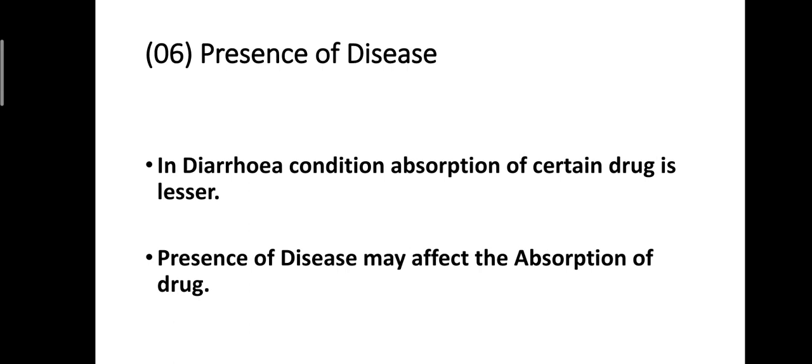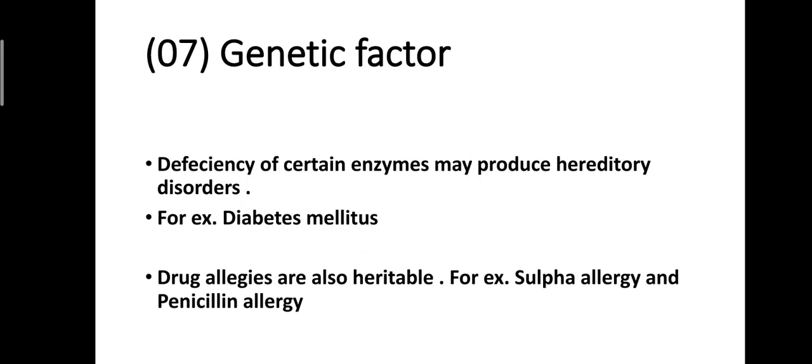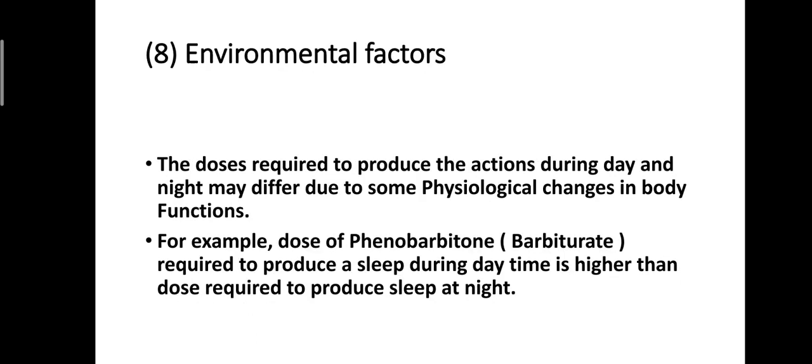Presence of disease. Presence of disease may affect the absorption of drug. In a diarrhea condition, absorption of certain drugs is lesser because the drug goes out with the diarrhea. Genetic factor. Deficiency of certain enzymes may produce hereditary disorders. For example, diabetes mellitus. Drug allergies are also heritable. For example, sulfa allergy and penicillin allergy.